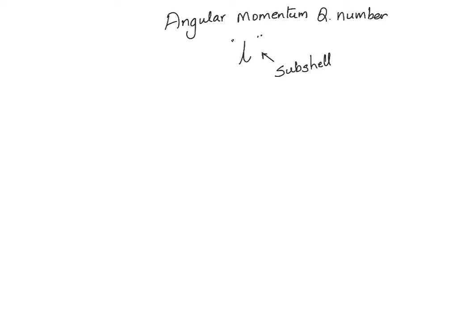So if n is the main shell, n is represented by 1, 2, 3, and so on. Each of these n values have their own set of l values. This has its own l value, this has its own l value, and this one has its own l value. What are the rules for l? l can start with 0. So l starts with 0, 1, 2, and it goes up to n minus 1.